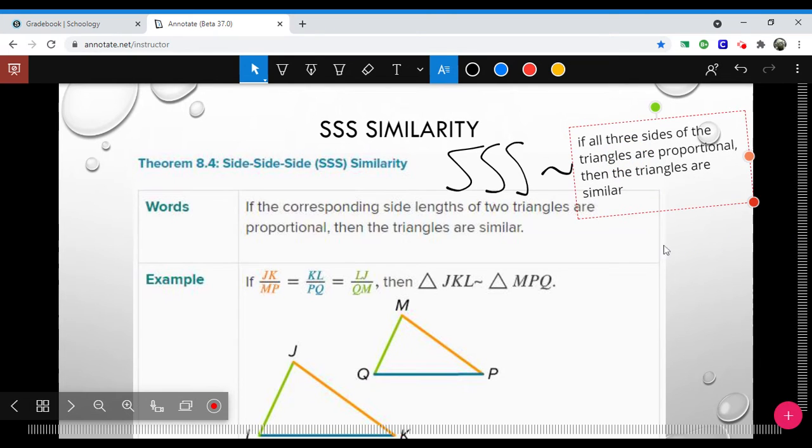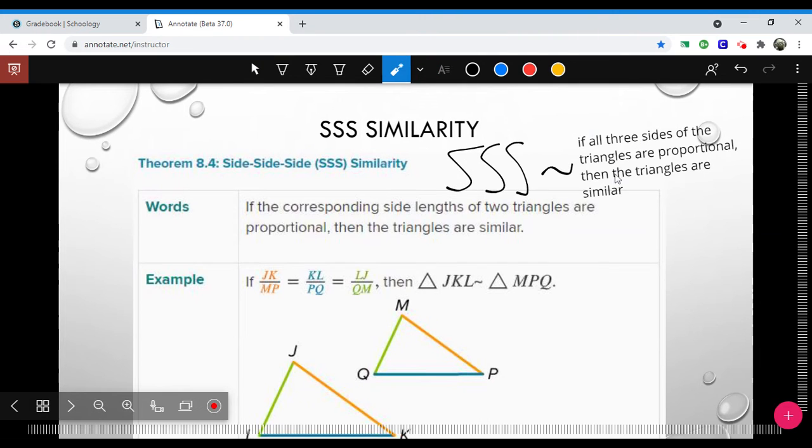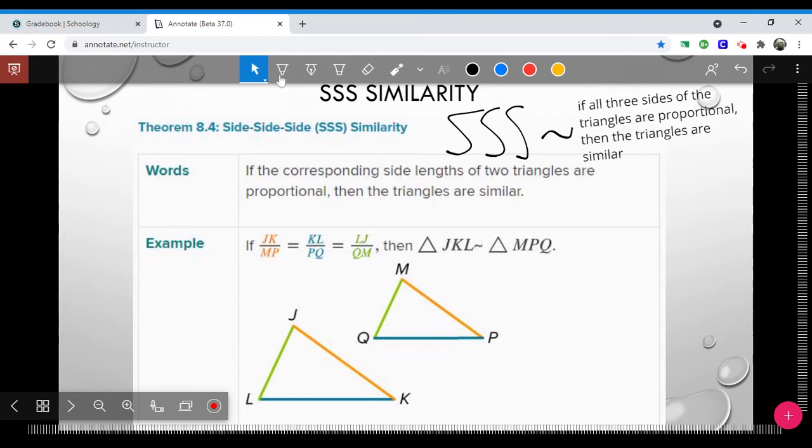There we go. So that's side, side, side similarity. If all three sides of the triangle are proportional, then the triangles are similar. And so if you have an example of this, let's give me some numbers down here. So we'll say this is a 3, 4, 5 triangle, and this is a 6, 8, 10 triangle.